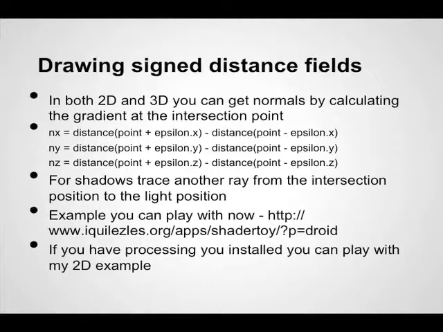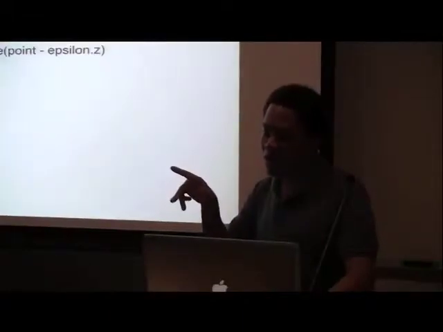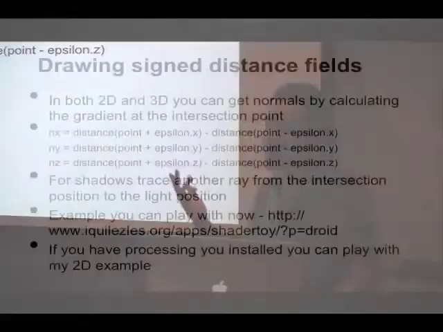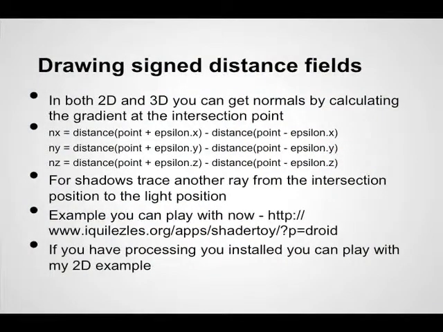In both 2D and 3D, you can get surface normals. You can calculate surface normals of the distance field by figuring out the gradient at the intersection point. And this is an example of the gradient. So basically, you sample the distance at 2 points with a slight epsilon, which is just a very, very small number, like 0.001 or something. For shadows, you can trace another ray from the intersection point to the light position. There's also other cool things you can do, like ambient occlusion is easy to do just by sampling a couple rays near the intersection point.